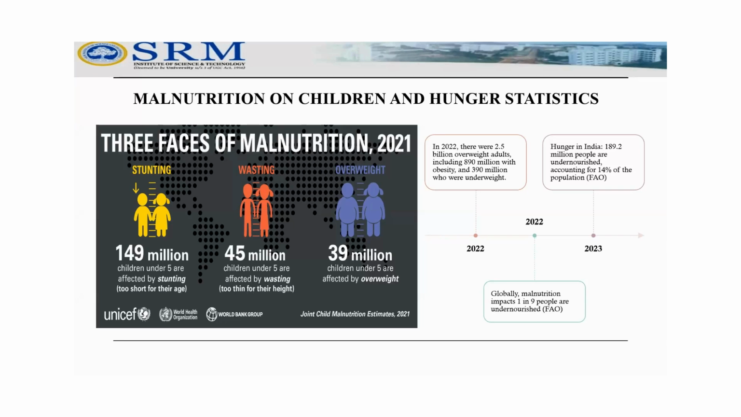With respect to India, 189.2 million people are undernourished, accounting for 14% of the population. 14% of the Indian population is undernourished as per 2023 statistics. So this is one of the important statistics which we have to consider when we are looking at developing a designer food.